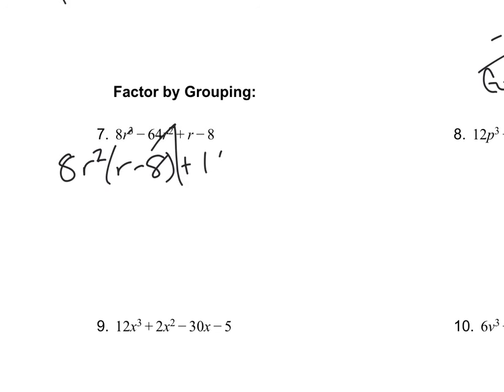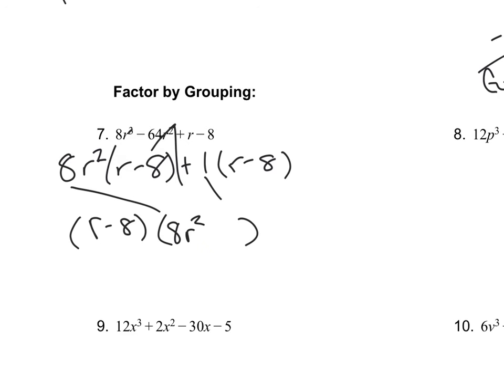Plus, we can only factor out a 1 here. The insides are the same, so we have r minus 8 in one parentheses, and then whatever's on the outside. So r squared, r plus 1.